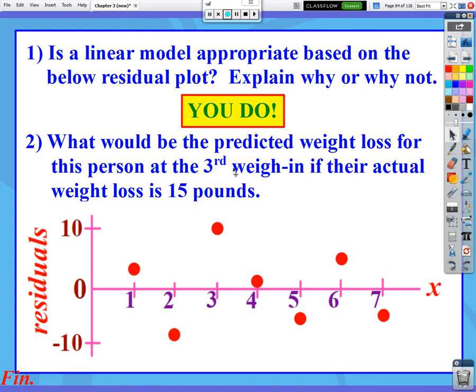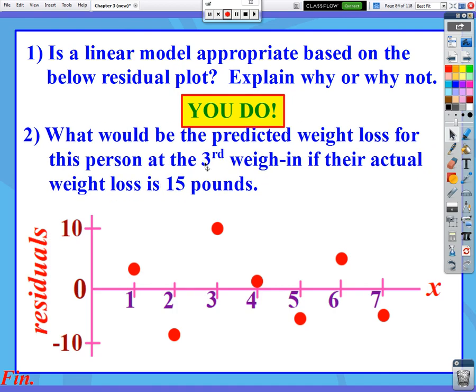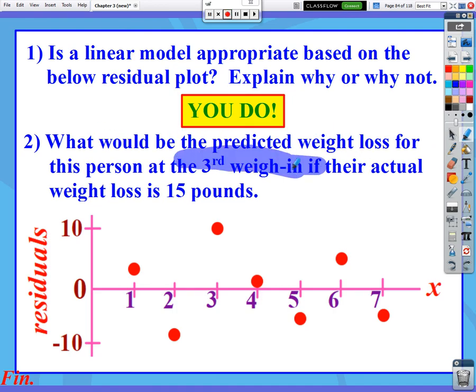So we're going back to the weigh-in versus how much you've lost scenario here. So these numbers, 1, 2, 3, 4, 5, 6, 7, these represent the first weigh-in, the second weigh-in, the third weigh-in, the fourth, etc. And these residuals are how many pounds we were off by with our prediction. So you're going to have to use this residual plot with the person after the third weigh-in. So we're talking about this, which means we're talking about that point right there in our residual plot.